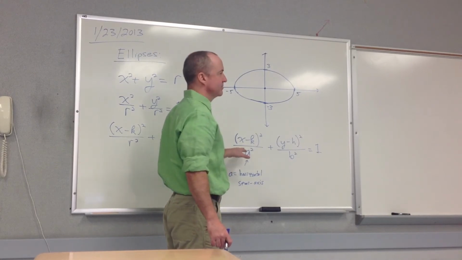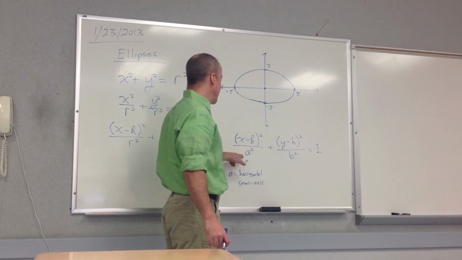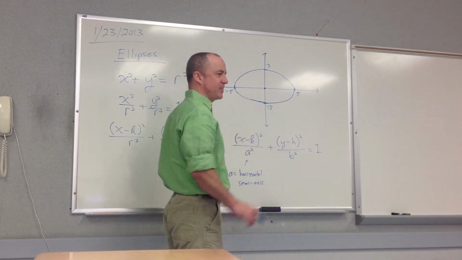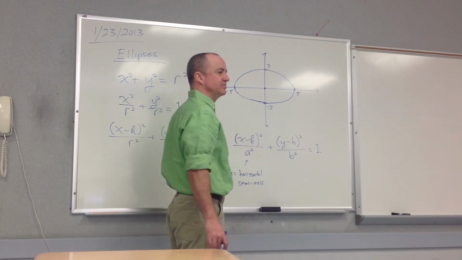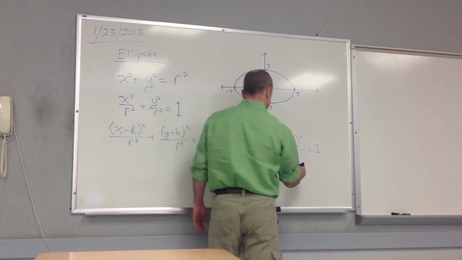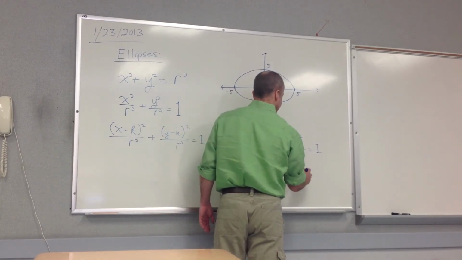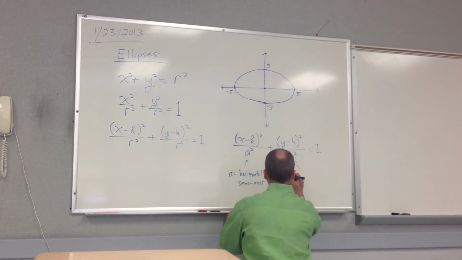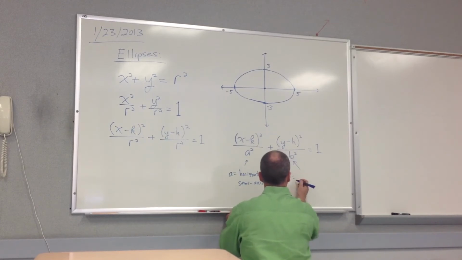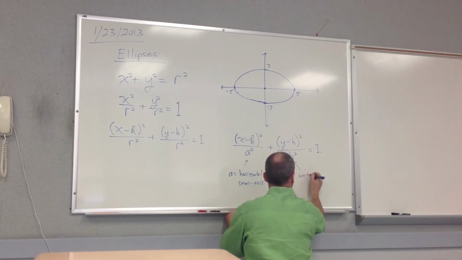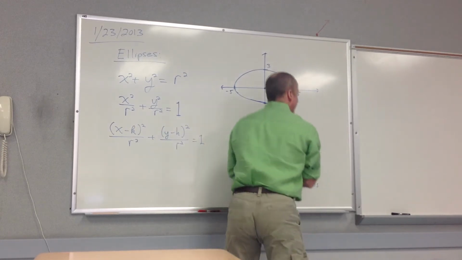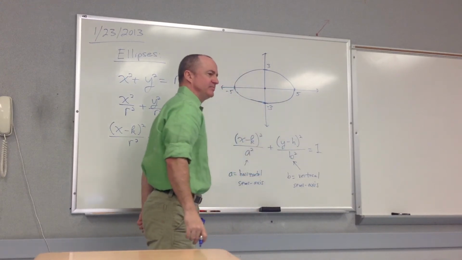This will be a little different from your book. I'm going to use A as what's under the X all the time. Okay? This one is B, the square root of this number, is your vertical semi-axis. It's exactly half the total height of your ellipse.